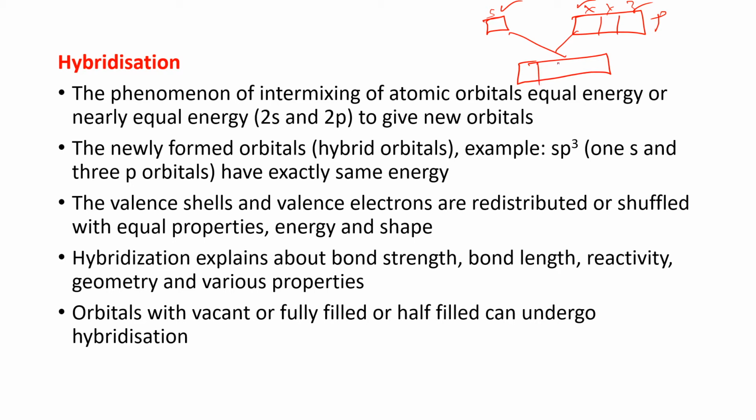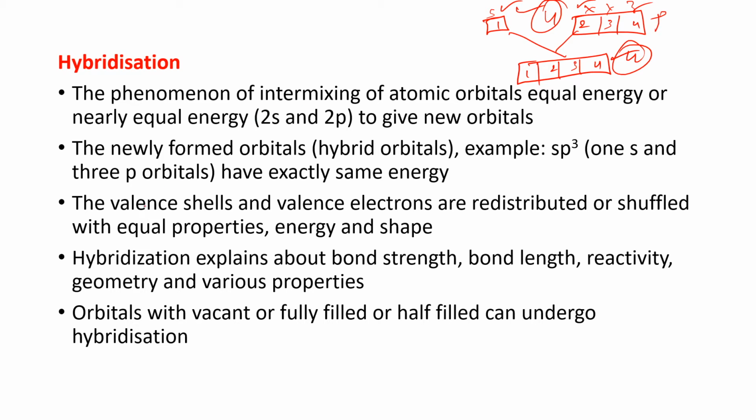In the sp3, how many orbitals are there? 1, 2, 3, and 4. Before the hybridization there are also 4 orbitals. So the number of orbitals before and after the hybridization is equal. Before, there are 4, and after that you can also see the 4 hybrid orbitals. These are hybrid orbitals, and these are non-hybrid orbitals, because before the hybridization there was no intermixing.